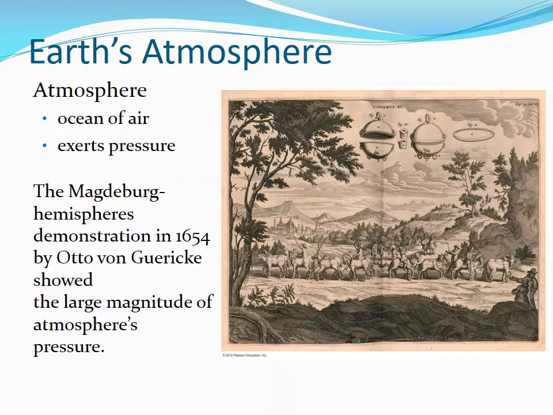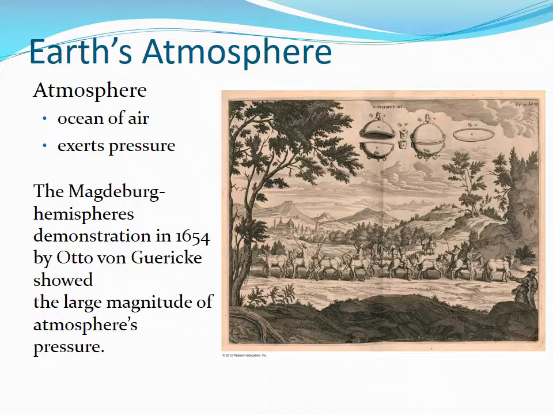The atmosphere is an ocean of air surrounding us and exerts pressure. The Magdeburg hemispheres was a demonstration in 1654 by Otto von Guericke showing the large magnitude of Earth's atmospheric pressure. When the rims were sealed with grease and the air was pumped out, the sphere contained a vacuum and could not be pulled apart by teams of horses.